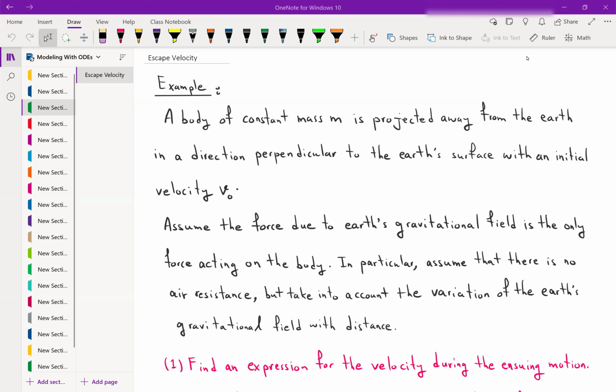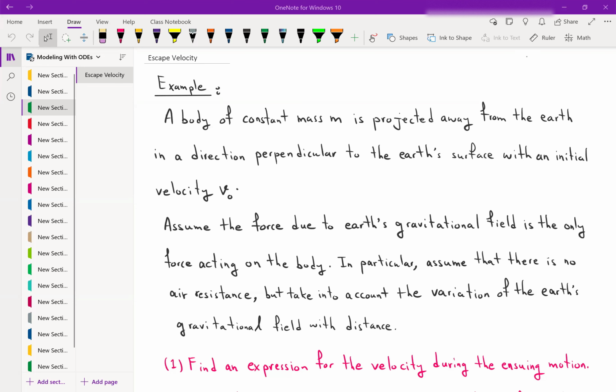Let's see what our example looks like. Here it is. A body of constant mass m is projected away from the Earth in a direction perpendicular to the Earth's surface with an initial velocity v0. Assume the force due to Earth's gravitational field is the only force acting on the body. So this is a key assumption. In particular, we are assuming that there is no air resistance. But take into account the variation of the Earth's gravitational field with distance.